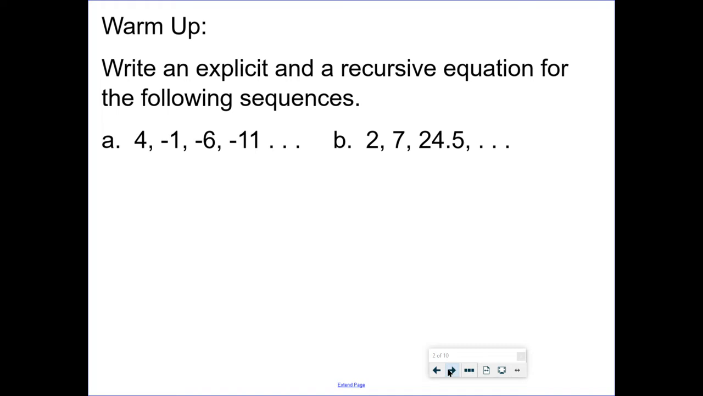All right, so here we go. You should have done it. I wanted explicit and recursive for both of these. Right here, you might notice, what are we doing? We are subtracting 5 each time.